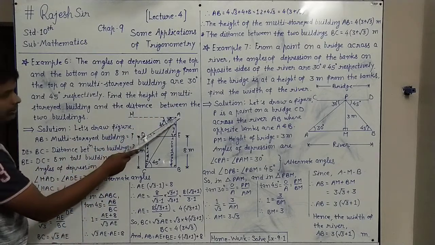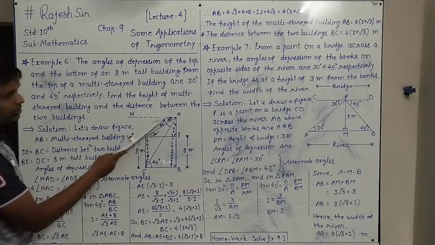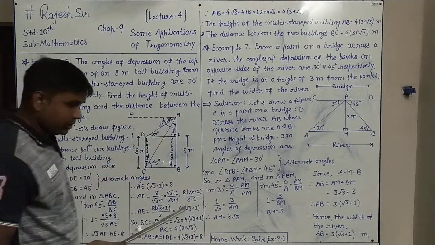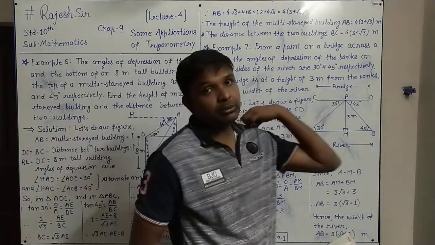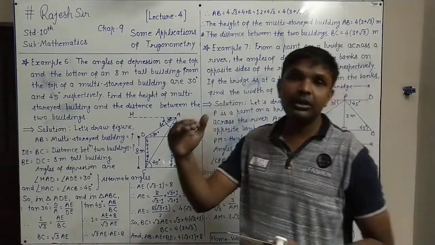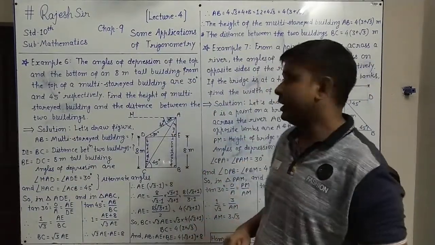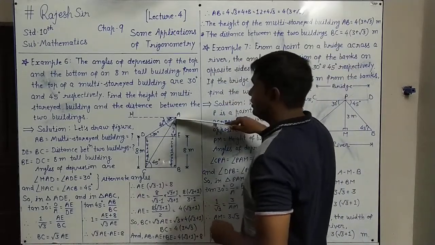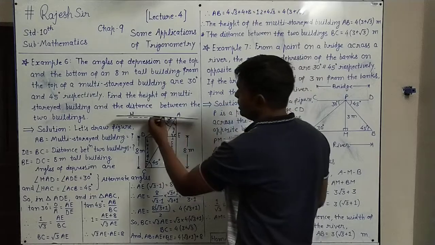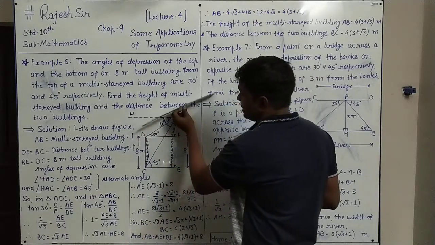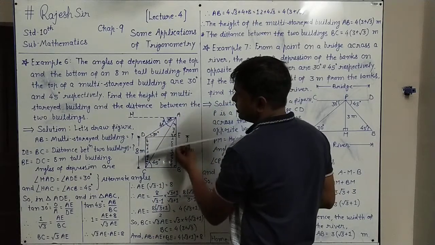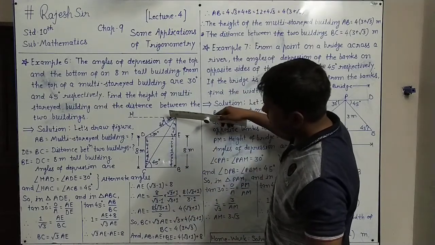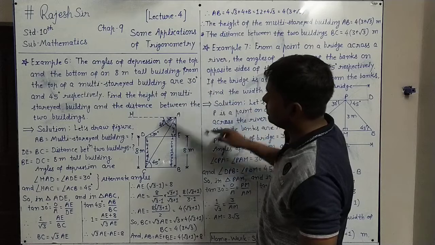So from here, when you observe, your horizontal line will be this way. As we know, in the angle of depression, the angle is made between the horizontal level and the line of sight. Because we are on the top of the multi-storied building, our horizontal level will be this way, and our line of sight is this way when we see the top of the 8-meter tall building. So between them, how much is the angle of depression? A 30 degree angle is given.